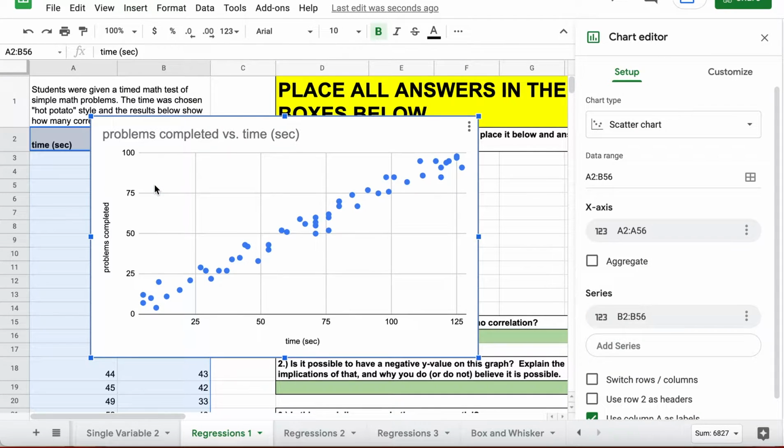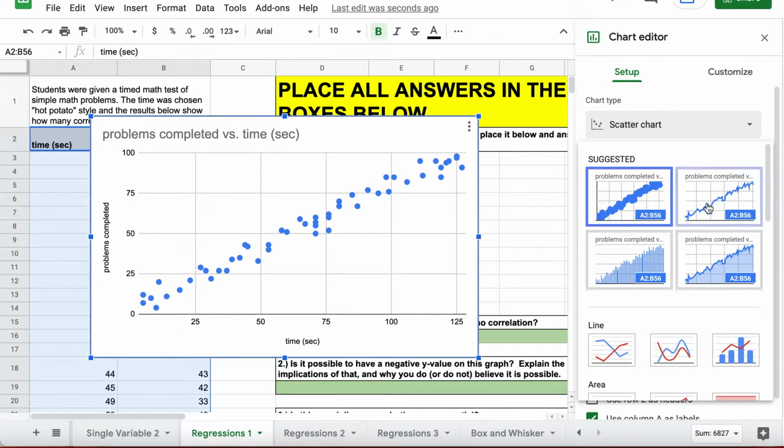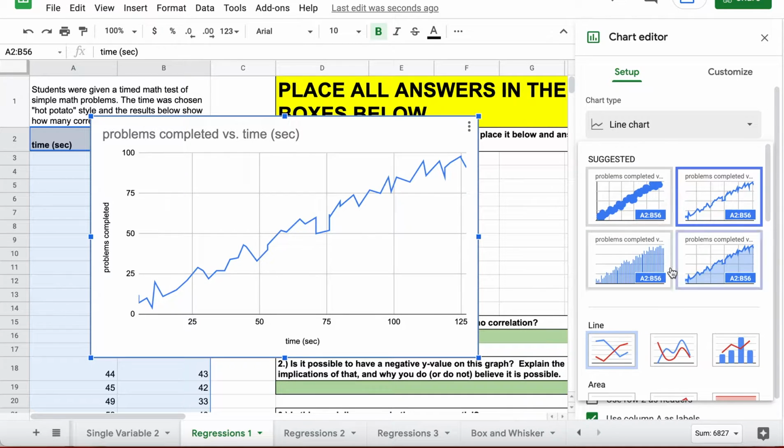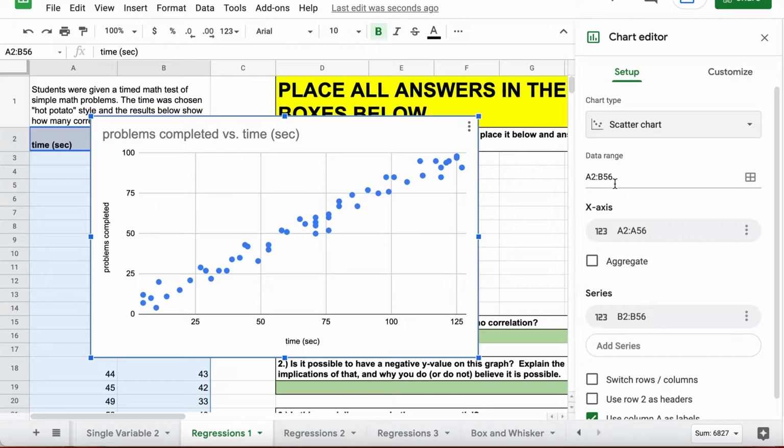Now, it's going to give you a lot of options. Generally speaking, we're going to want a scatter chart. So if you don't see a scatter chart, you might see a line chart or many other options. You're going to want to click on the one that's called Scatter Chart. Now, once you have this created, there are a lot of different things that we can do, but for now, we're just going to focus on making the chart and making sure all of the names are correct.